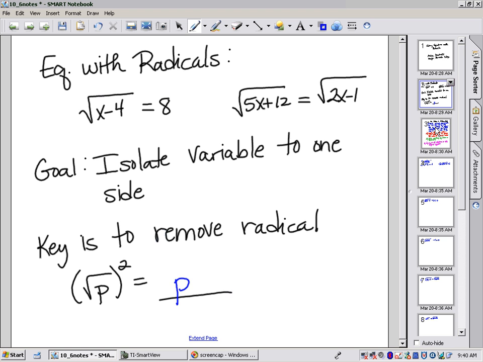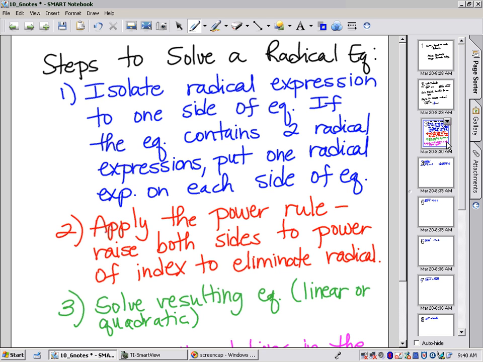So let's look at the steps that we have to go through to solve radical equations. The first thing we need to do is to isolate the radical expression to one side of the equation. If the equation contains two radical expressions, we want one radical on each side of the equation. Then we're going to apply the power rule, that power rule being that we will raise both sides to the power of the index to eliminate the radical.